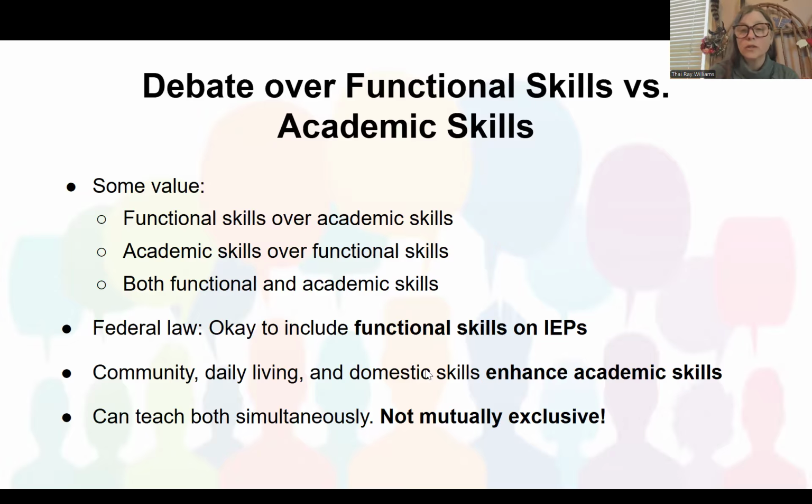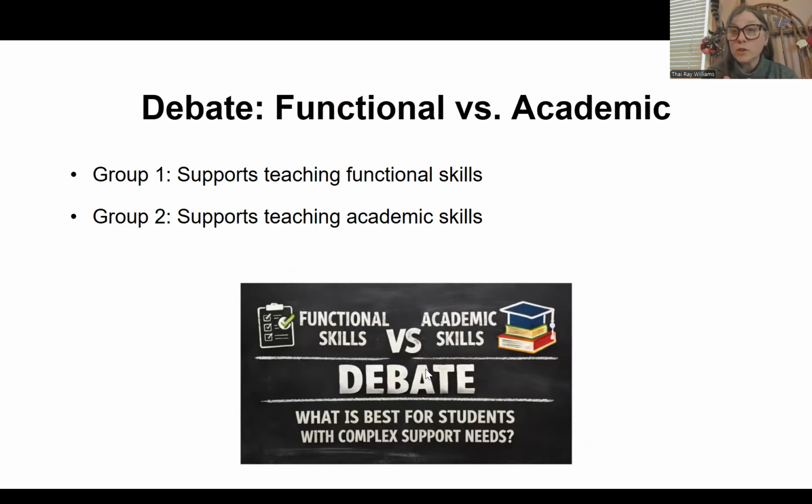They're not mutually exclusive. So what I want to prepare you for is that in class, we're going to do a debate and we're going to have one group. Group one is going to support teaching functional skills. That's what their focus is going to be on. And then group two is going to be focused on teaching academic skills. So if you're one of those people that wants to prepare ahead of time and have some ideas, I just want to give you a heads up that that's coming our way on Monday.